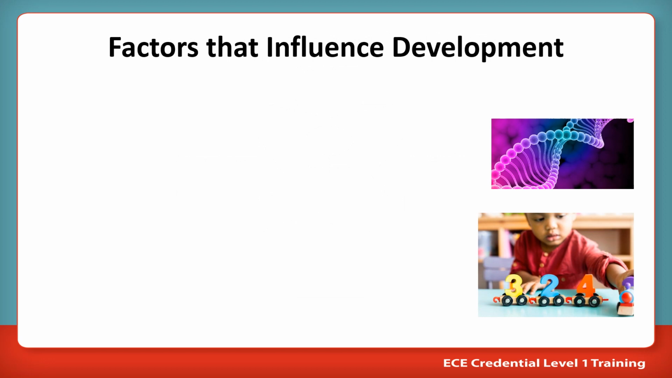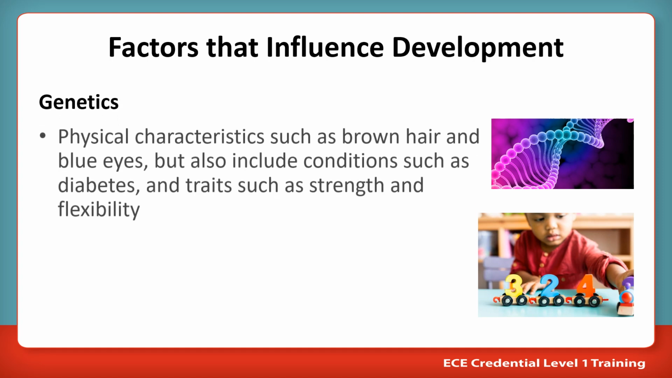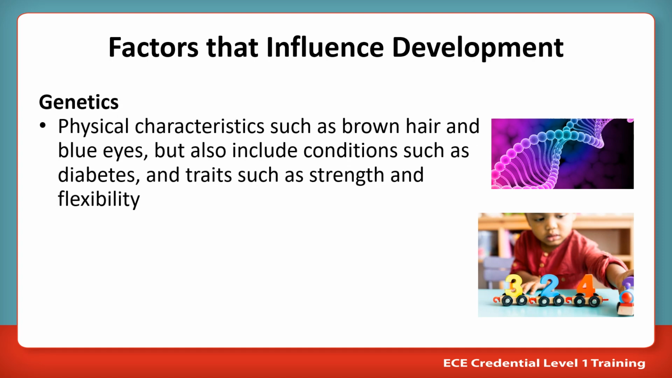First of all, I have a little picture of a genetic string, and genetics include physical characteristics such as brown hair and blue eyes, but they also include conditions such as diabetes and traits such as strength and flexibility. So a child's genetics, things that they get from their birth parents, impact or influence their development.